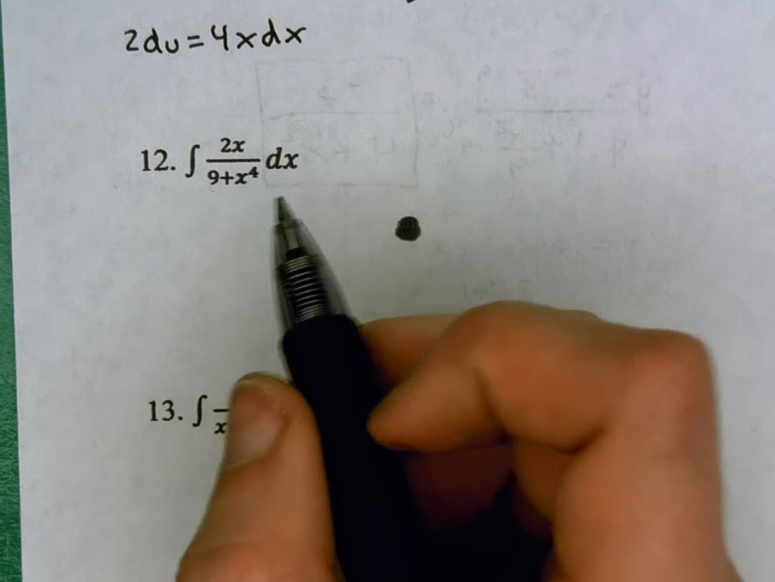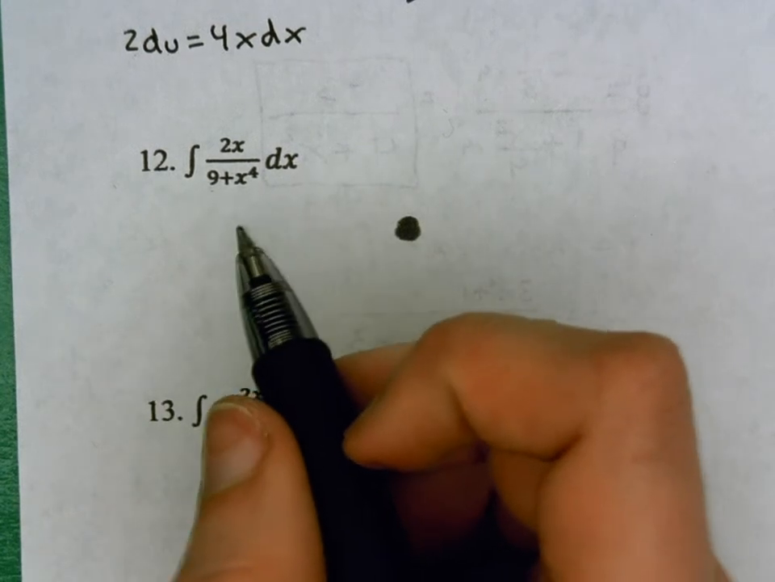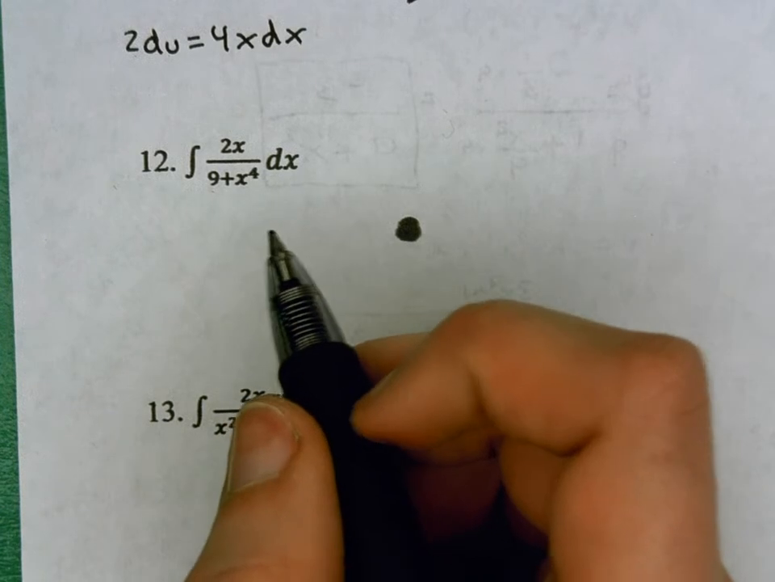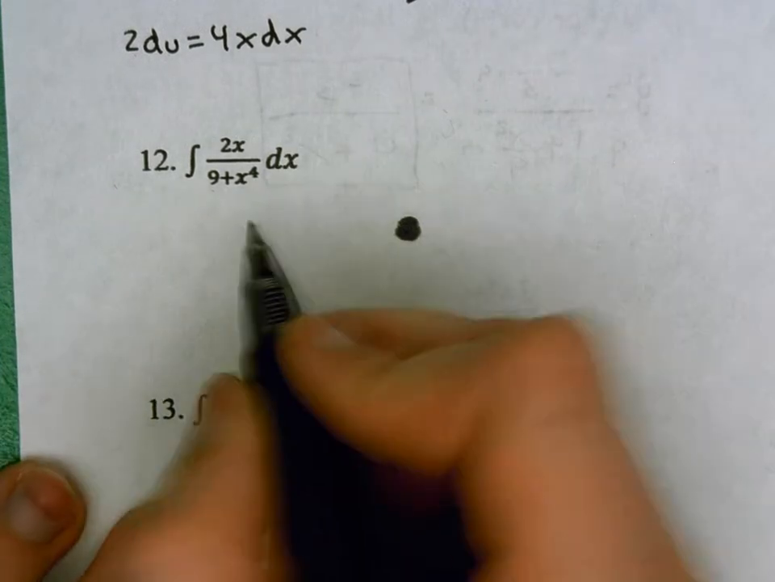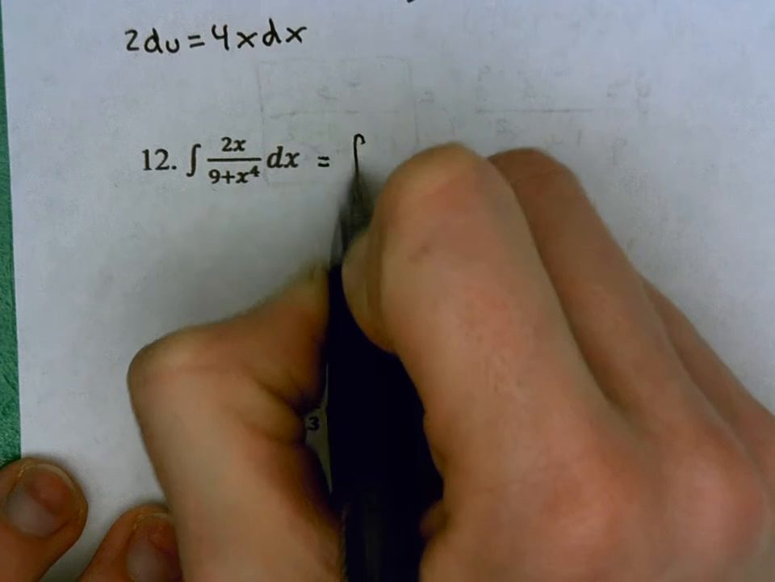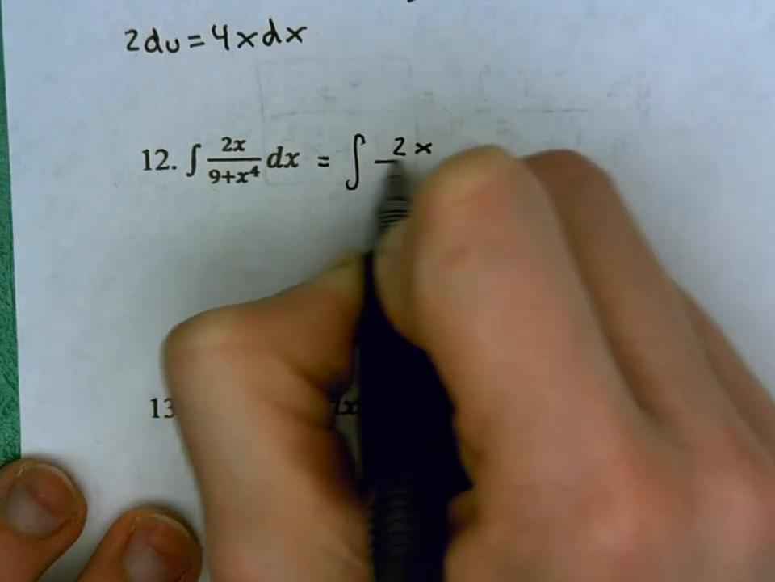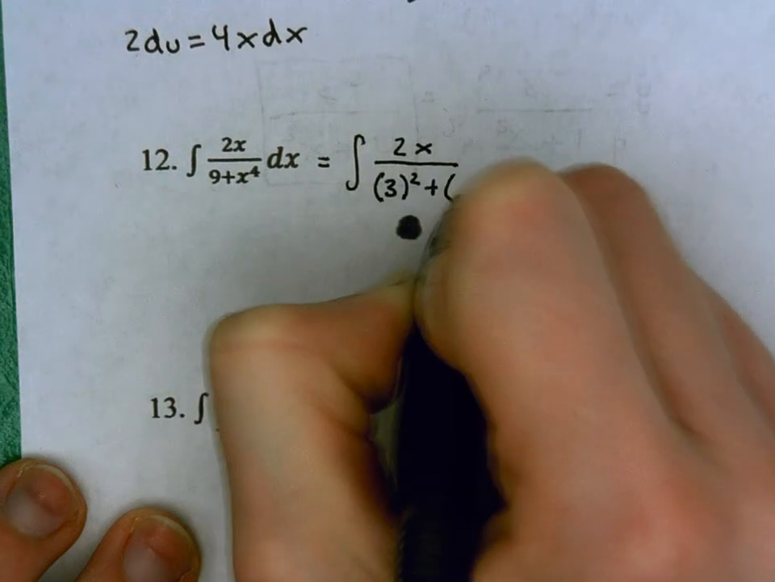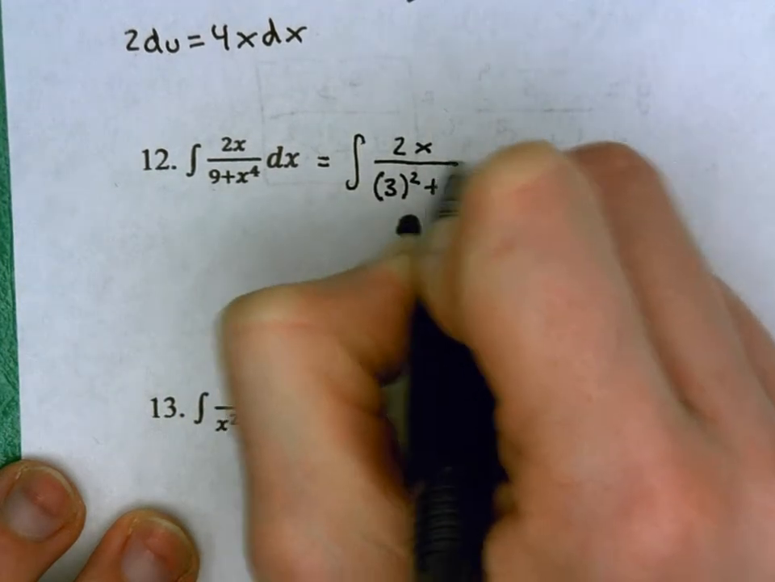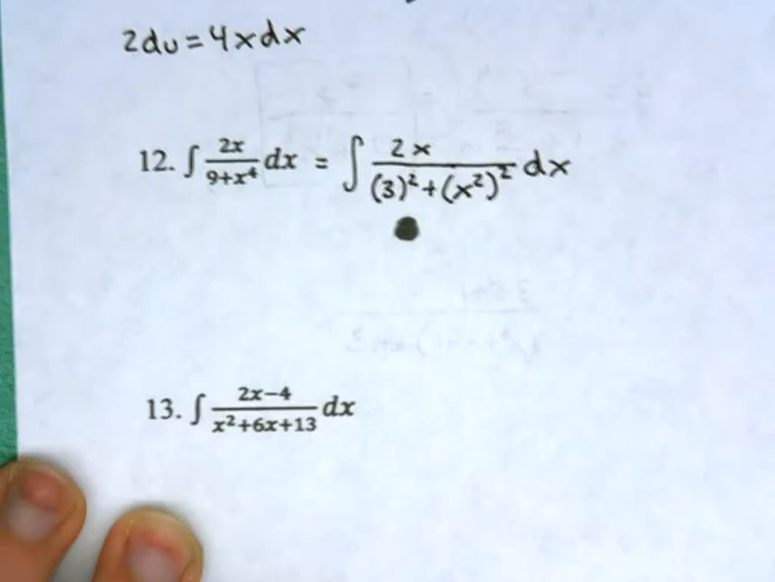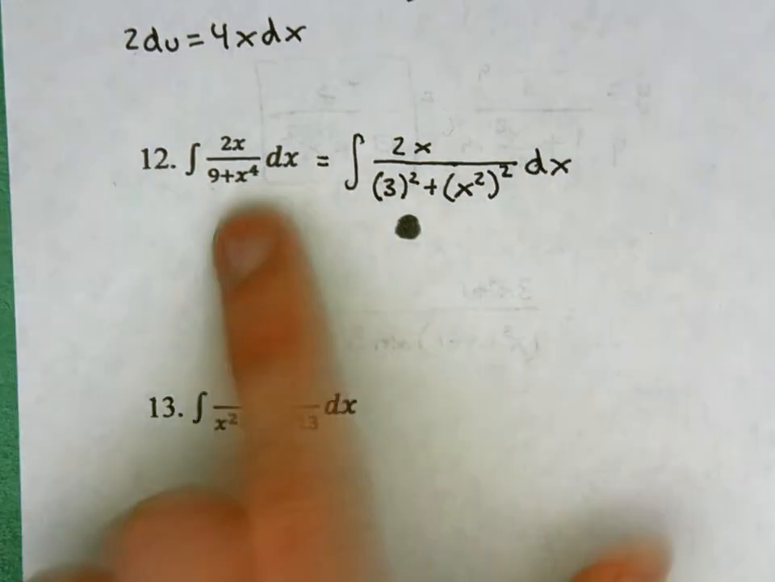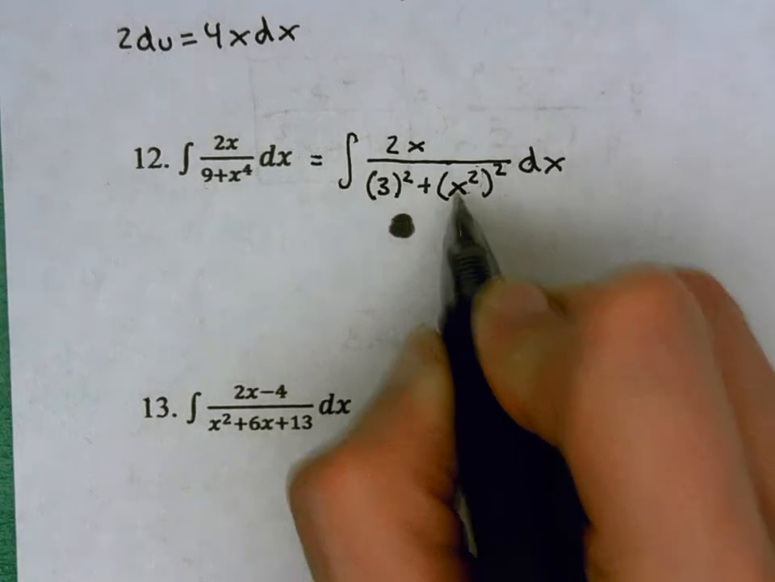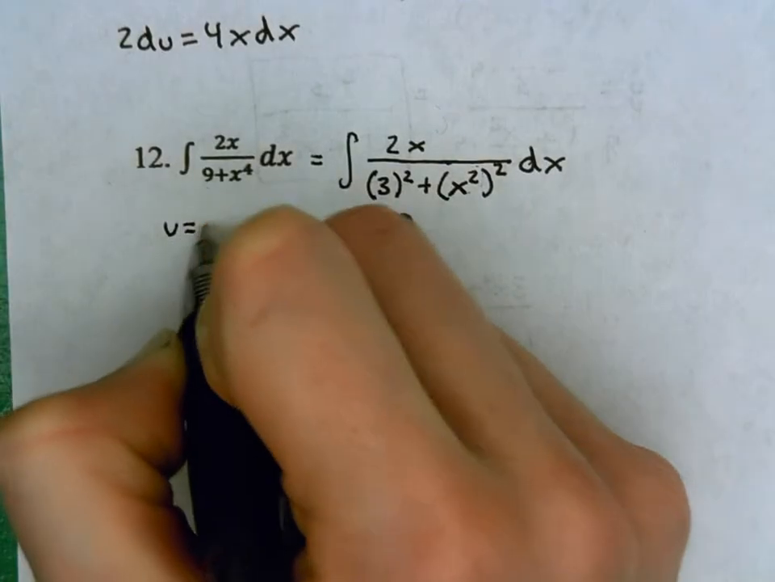But eventually, we're going to work our way down to our last rule, which is the arctan rule, which says the integral of 1 over a squared plus u squared. Okay, so let's go ahead and rewrite this. 2x over a squared, which is 3 squared, plus u squared, which is x squared, because x squared squared is x to the fourth. And right there, it's our arctan, but because there's something in there with that x, we're going to have to do a u substitution.